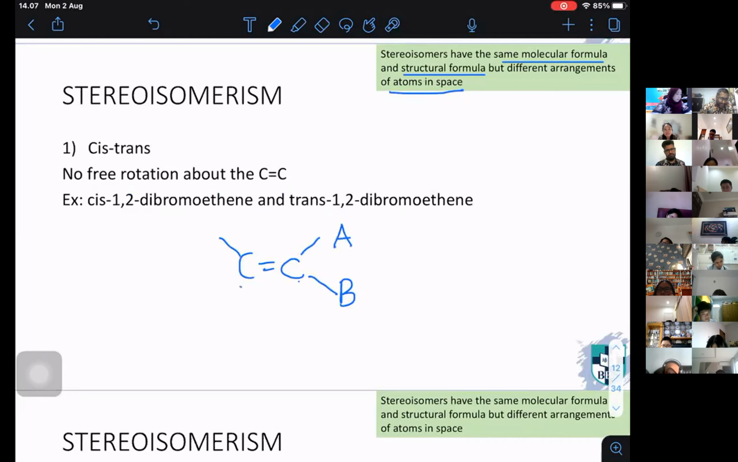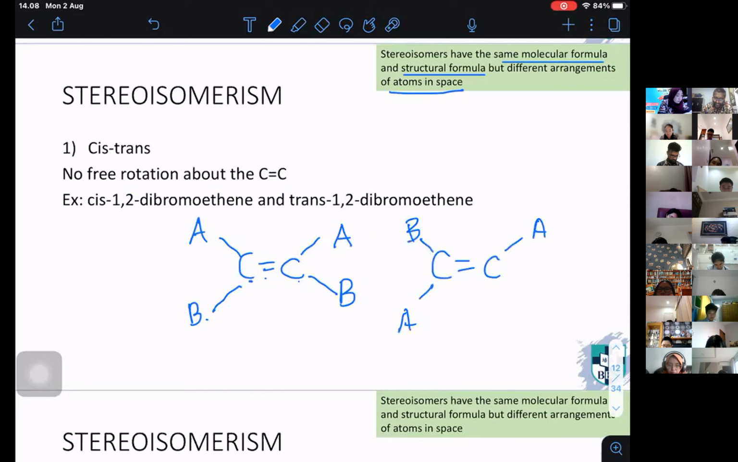If you have a situation where you have A and A, the carbon attached to the double bond is going to have the same 2 groups. It cannot be counted as cis and trans. So always remember, it must be different. So it can be like this, or it can be also like this.